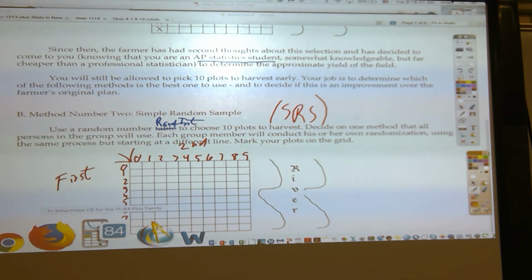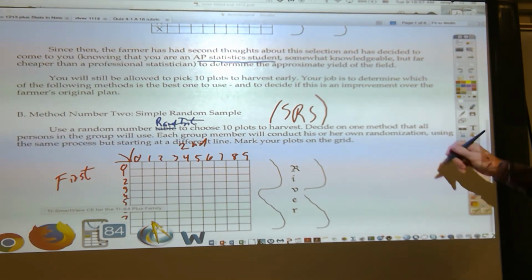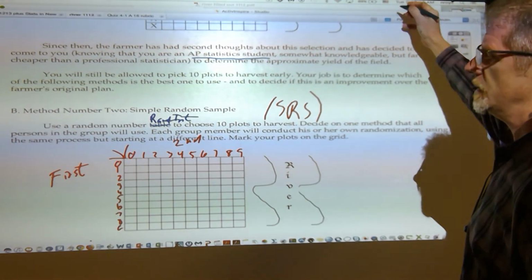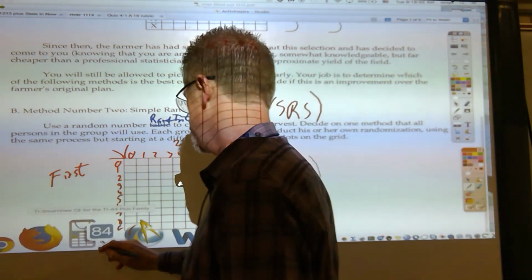So go to random integer and type in 0, 9, 1. You need one random integer chosen from 0 to 9. That will tell you which row you're picking, and then press enter again, and you'll get a second number. And if mine comes up here, I'll be able to demonstrate this.